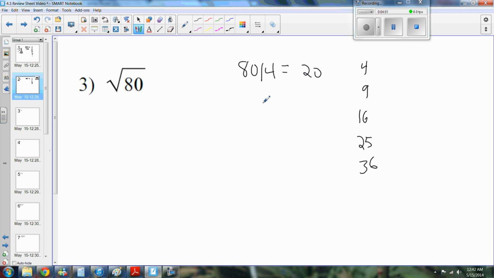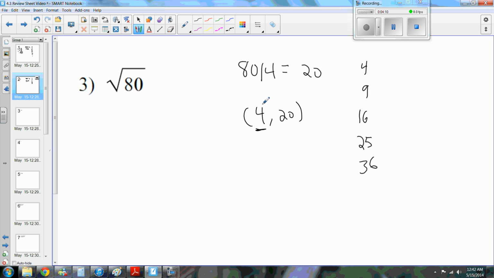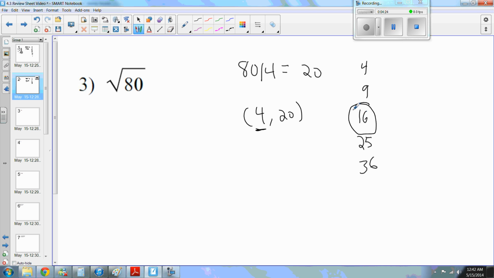Okay, so 80 divided by 4, everybody knows that's 20. So a factor pair of 80 is 4 and 20. Now, 4 is a perfect square here. Is it the greatest perfect square factor? It is not, because 4's factor pair, 20, also has a perfect square factor. It happens to be 4, but for that reason, we know we need to go on and say to ourselves, okay, no, there's a greatest perfect square factor that's greater than 4. It happens to be 16.